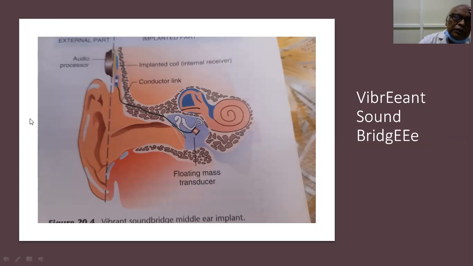Once a sound is caught by the audio processor and transmitted to the implanted internal receiver, the sound vibrations are changed into electrical impulses, electrical energy, and the energy is transmitted through the conductor link into the floating mass transducer, wherein because of the magnet, it oscillates and vibrates. The vibrations are carried to the incus, through which the vibrations are carried to the stapes and the inner ear. This is the functioning of a vibrant sound bridge.